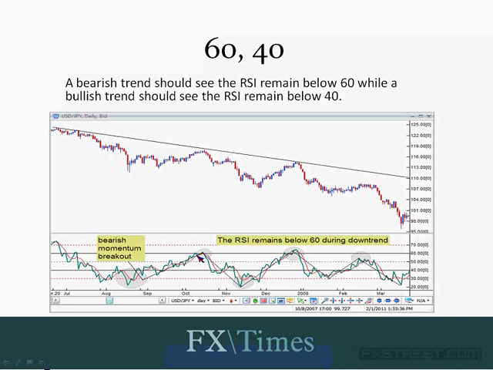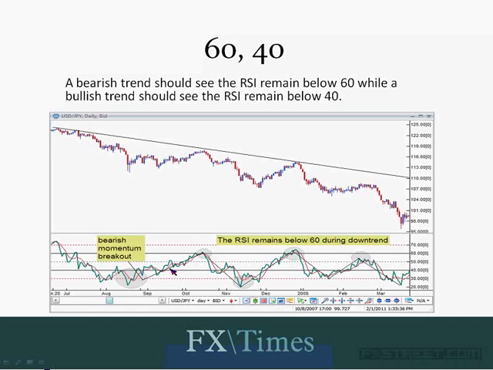Now when I say it should stay below 60, that doesn't mean it can't tag it, it can't crack it. You'll see a lot of cases where the RSI does crack 60, but if the market brings it right back down, that's a good sign that we're still in the bearish mode. So we had this RSI crack it and come right back down. And when the RSI here successfully broke back below 40, remember 40 is your support in the RSI for the bullish trend. So the ability to break back below 40 is important as well.